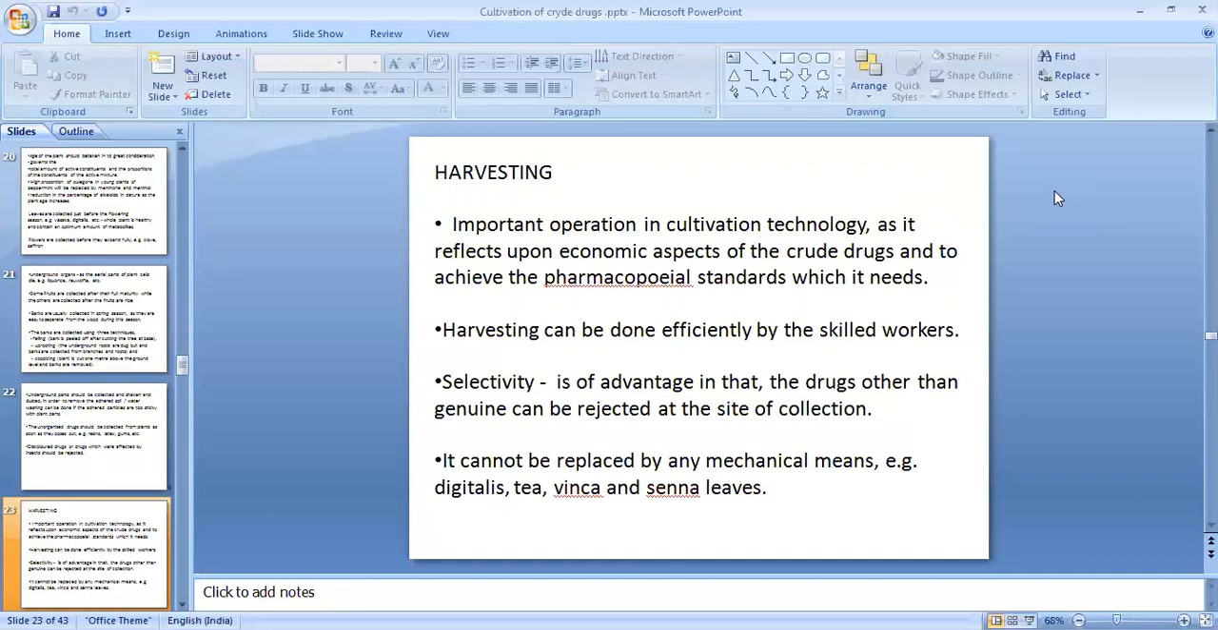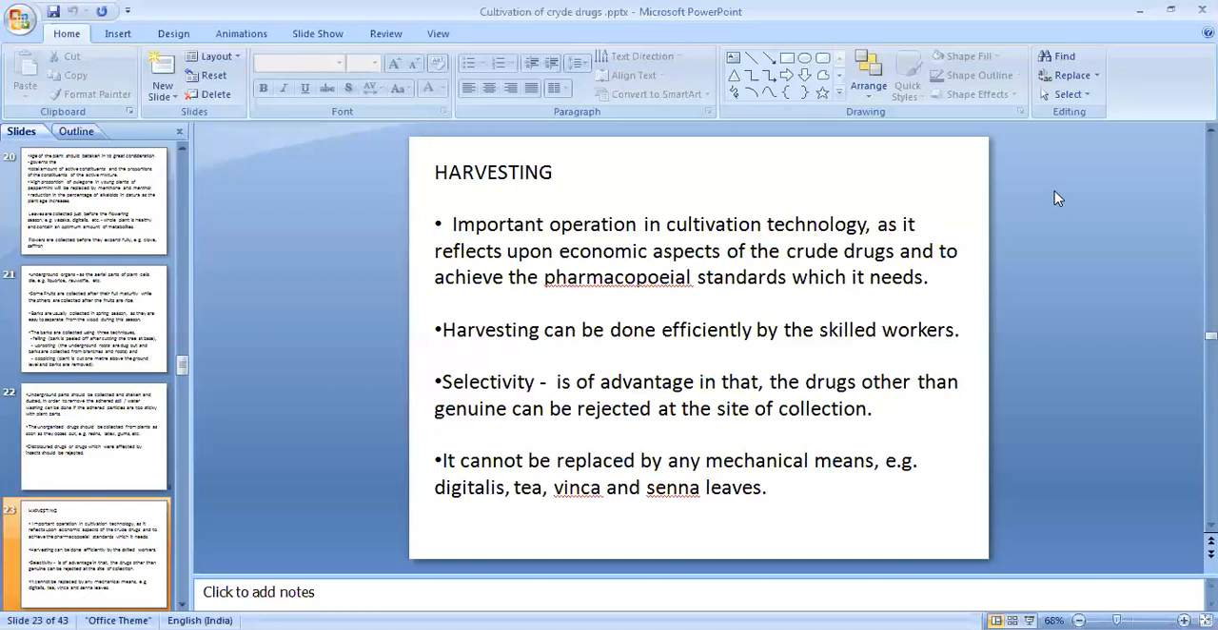The harvesting can be done by skilled workers because they know what to do, so it can be done efficiently. Another thing you have to take into account during harvesting is selectivity. That means the exact drug or the part of the drug that you want to collect should be selectively collected. Because when you collect without making selections, apart from the genuine drug, you may also collect weeds or other unwanted parts. So if any unwanted things are collected, they have to be rejected at the site of collection itself.